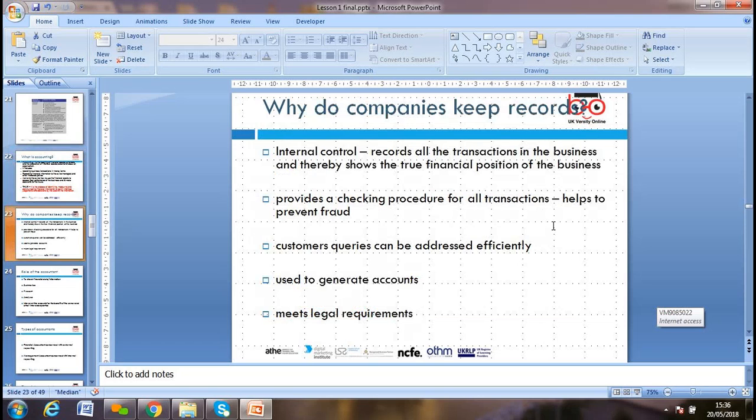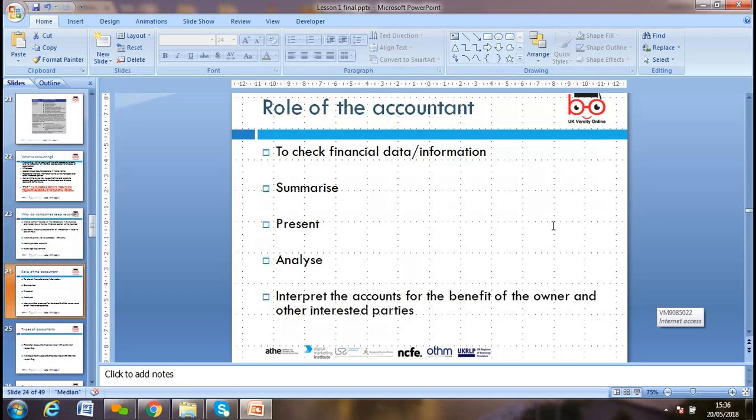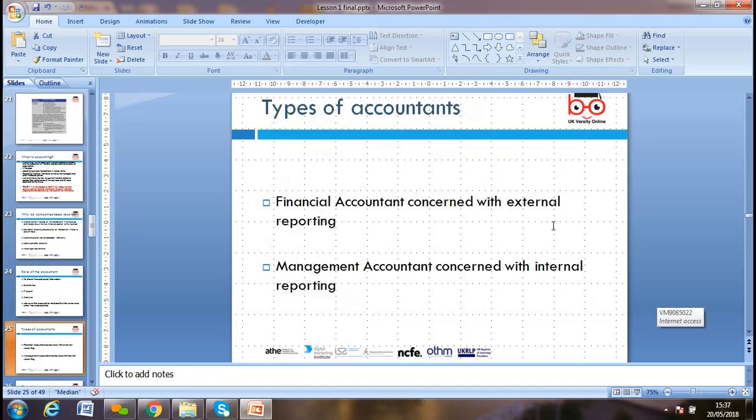Why does the company keep records? It's due to internal control, to provide checking procedures for all transactions, to help prevent fraud, so customer queries can be addressed, to generate accounts, and to meet legal requirements. Okay, the role of the accountant is to summarize, present, analyze, and interpret the accounts for the benefit of the owner and other interested parties. Interested parties means the stakeholders who have any interest in the business. So the accountant's job is to summarize, present, analyze, and interpret the financial information, and that will help the interested parties, meaning stakeholders. Any question, Daniel? Yeah.